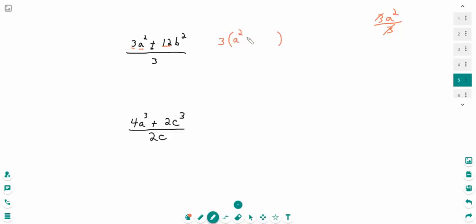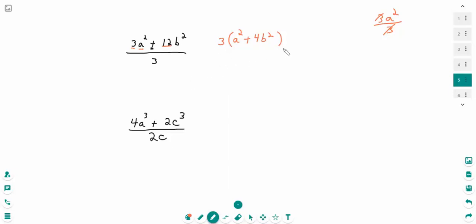And then we have our plus sign, and if we take this second term, 12b squared, and we divide it by this 3, we'd end up with 4b squared, correct? And if you're unsure, just do a quick check. Just distribute this back through. 3 times a squared is in fact 3a squared. 3 times a positive 4b squared is in fact a positive 12b squared. So we know we factored it out correctly.